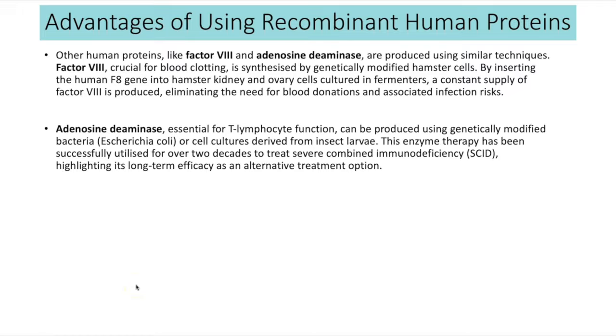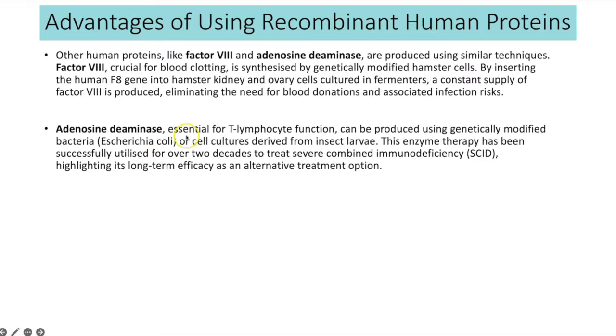So other human proteins like Factor VIII and adenosine deaminase are produced using similar technologies. Factor VIII is crucial for blood clotting, and it's synthesised by genetically modifying hamster cells. By inserting the human Factor VIII gene into hamster kidney and ovary cells cultured in fermenters, a constant supply of Factor VIII is produced, and that eliminates the need for blood donations and therefore the associated infection risk and the availability of the blood.